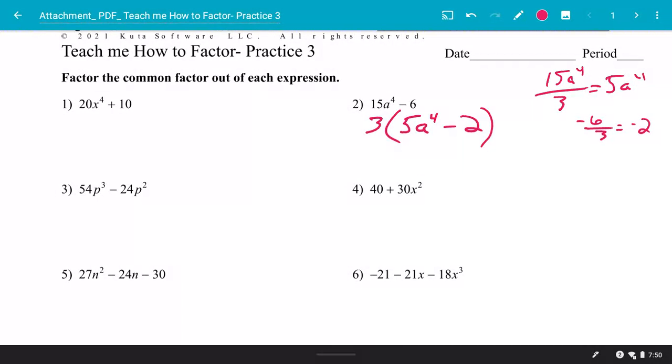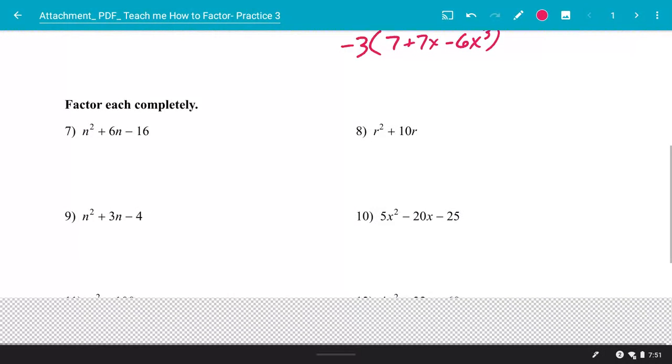Looking at number 4, I could pull out a 10, which leaves me 4 plus 3x squared. And number 6, I can pull out a 21. I'm going to pull out a negative 3. 3 goes into 21 and 18. I'm going to pull out a negative. That makes all the ones on the inside positive. So I'm left with 7 plus 7x minus 6x cubed.